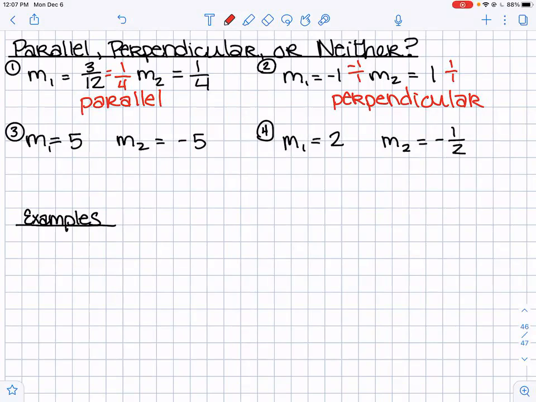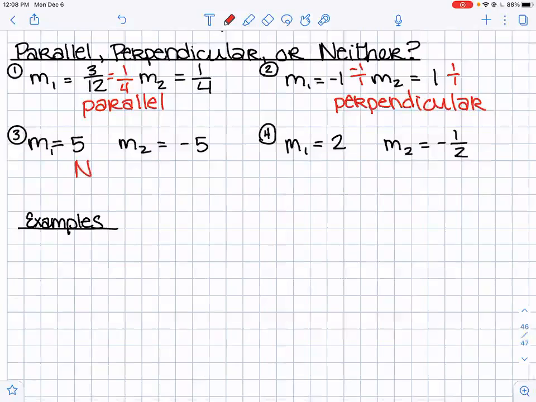All right, number 3, what are we thinking? Neither. Why neither? Because it's not 1. It's not a reciprocal, right? They just made it opposite. Okay, so this one would be neither. How about number 4? Perpendicular. Notice this is 2/1, right? Positive 2/1. To make it opposite, we made it negative, and then the reciprocal is 1/2. Okay, so this would be perpendicular.